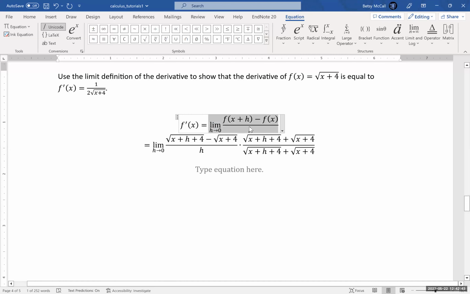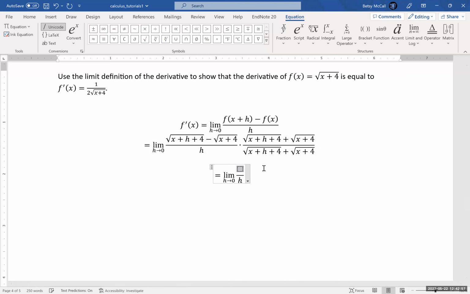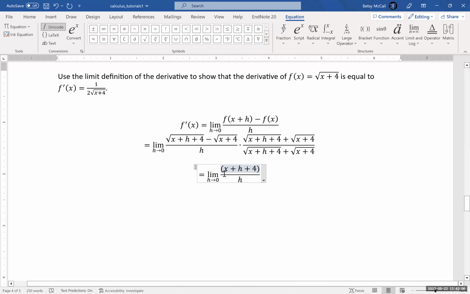And so what do we get when we simplify this expression? Well, this expression times this expression is going to be x plus h plus 4. Now, there's a square there because we've multiplied two terms together, but they were originally square rooted.